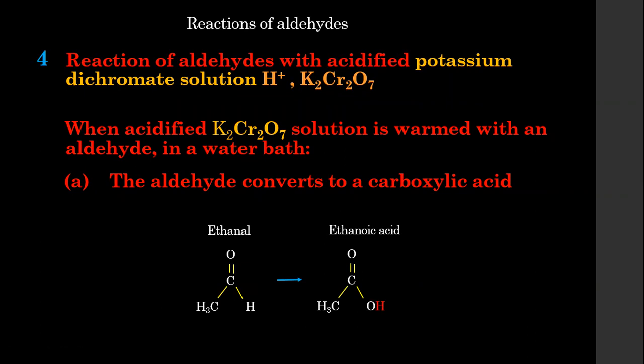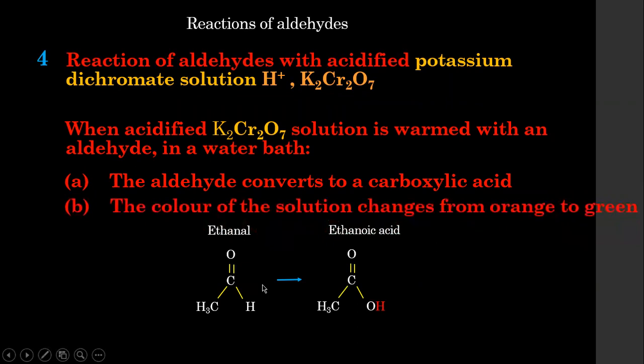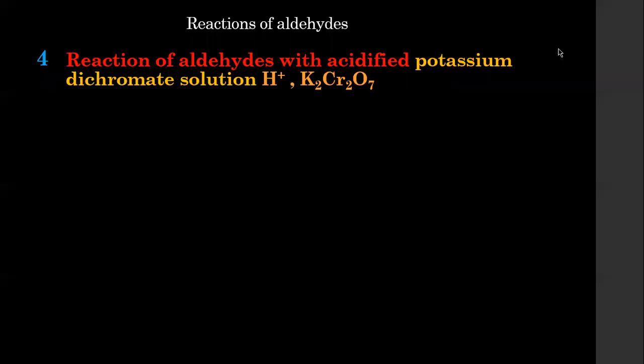Initially, the reaction mixture is orange because the potassium dichromate we are adding is orange. But during the reaction, you can see slowly the color of the solution change into green. Why do you think this orange solution is going to green during this reaction? Because there's a redox reaction happening. A redox reaction is happening. We'll see how exactly this happens.